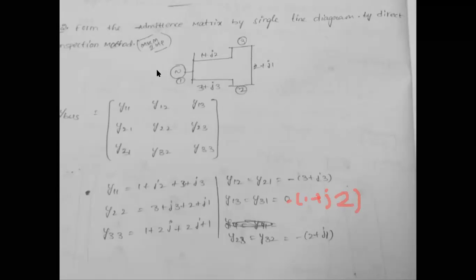This is the formation of the admittance matrix, or the Y bus matrix, by using the direct inspection method. What are the formulas for the direct inspection method?